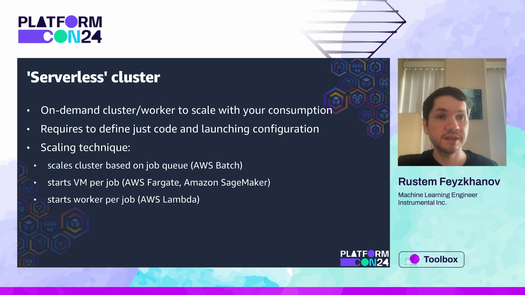And depending on the service, it will have different scaling techniques. For example, with AWS Batch, it will have a cluster, which will scale based on job queue. With Fargate or SageMaker, we will have one VM per job. And with AWS Lambda, we will have a worker per job.